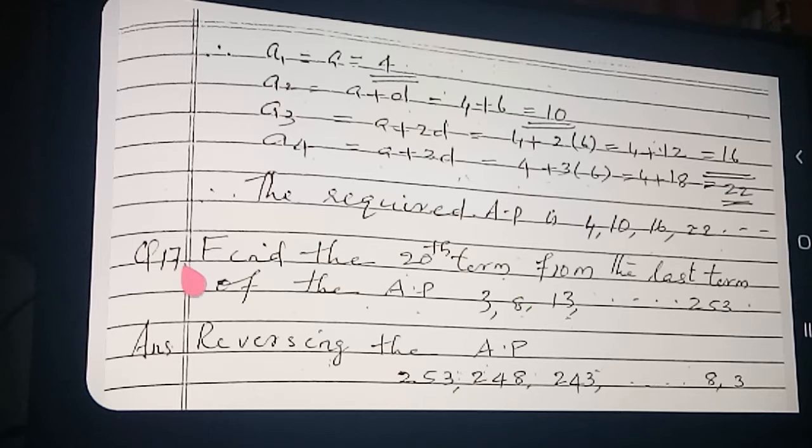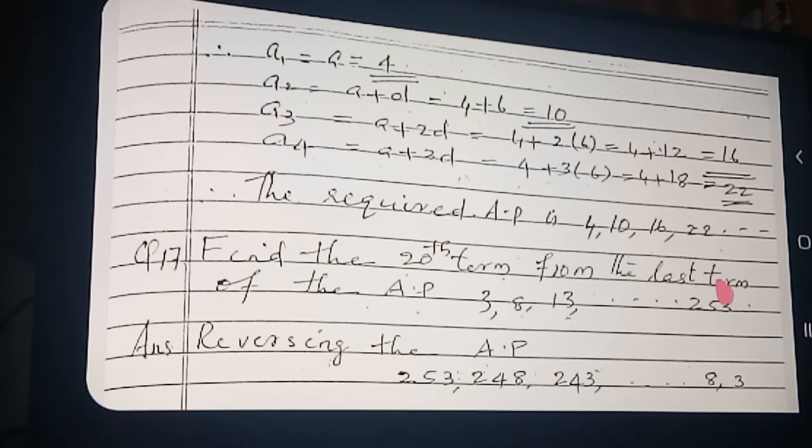Okay, now read the 17th question. Question number 17, read. Find the 20th term from the last term. This type of questions you listen to properly, okay. Find the 20th term from the last term of the AP. Find the 20th term, not from the beginning, from the last. You want to find out A20 from where? From the last term. So the best method is to reverse the AP, because you want to find out from the end. So you want to find the 20th term from the end or from the last term.